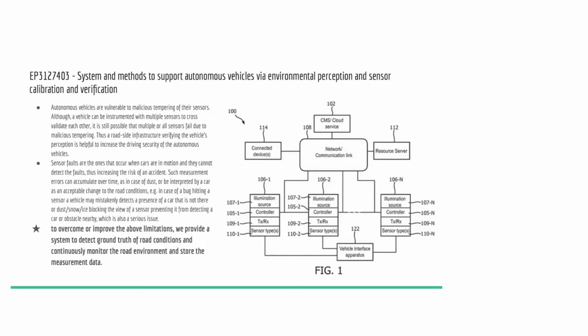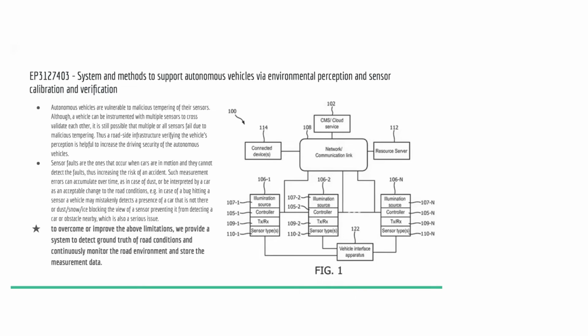And all the measurement errors accumulated over time during the movement, and also dust, rain, or any other interruptions because of the road conditions can simply prevent the sensors of the car from detecting any obstacles or any problems around, which is also a serious issue here. And the reason for this patent is to provide a system which will detect the ground truth of the road conditions and monitor the road environment and store the measurement data.